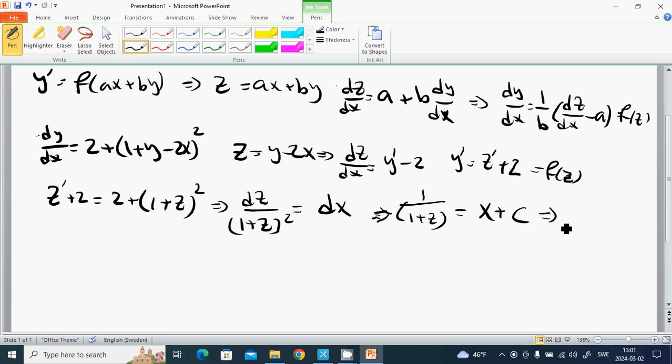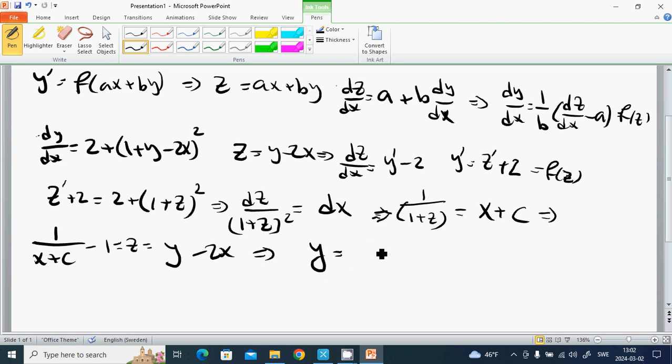Then 1 divided by (x plus c) equals minus (1 plus z), so z equals minus 1 minus 1 divided by (x plus c). Since z is y minus 2x, y equals minus 1 divided by (x plus c) minus 1 plus 2x. This is y, and we can expand it and write it in that way.